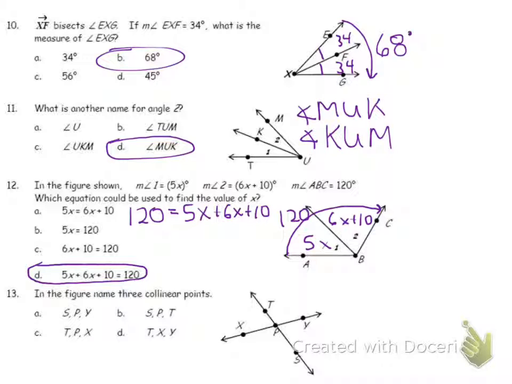13, which is the name of 3 collinear points? These are points on the same line. Without looking at the answers, I can see that T, P, S are all on the same line, and X, P, Y are all on the same line. So those are the sets of possible answers that work. B has SPT, that's the one we want, so those are our 3 collinear points. Those are points on the same line.